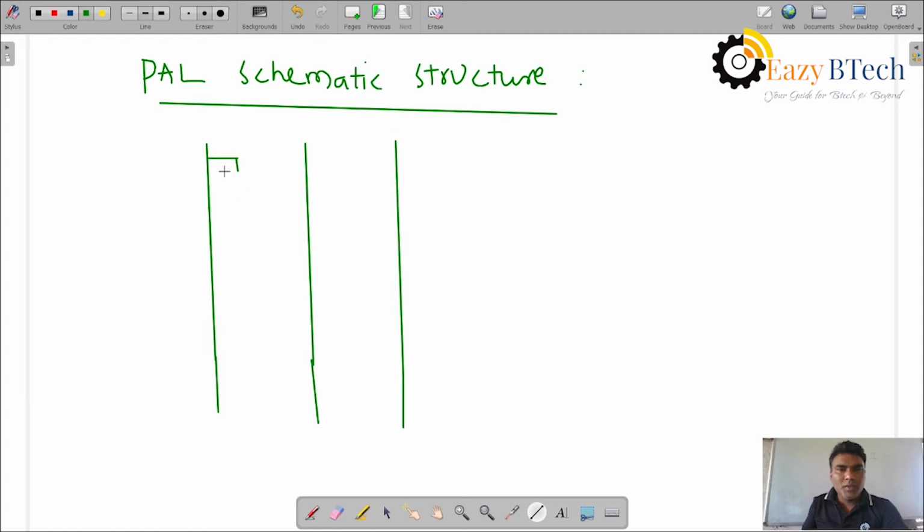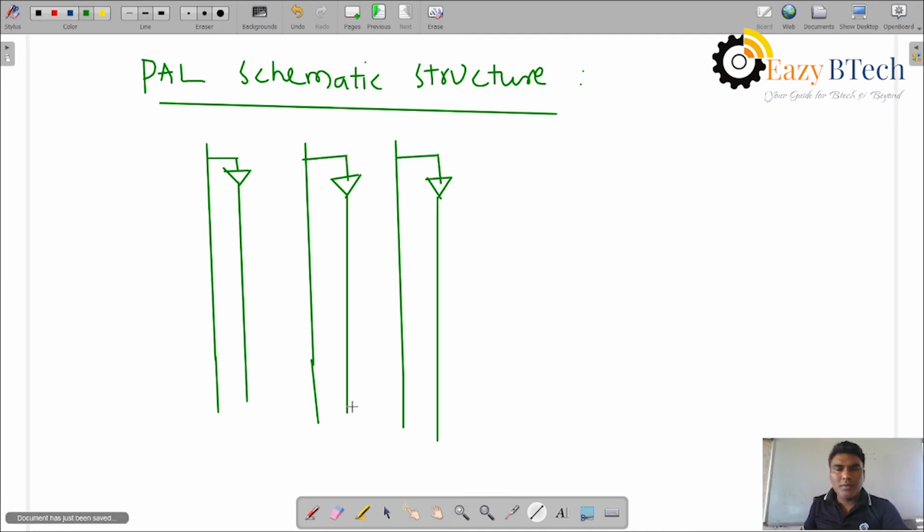x1 complement, x2 complement, x3 complement. Okay, so in the problem, when we are discussing the structure, we can also represent this schematically. This is x1, x2 and x3, so it is x1 complement, x2 complement, x3 complement.